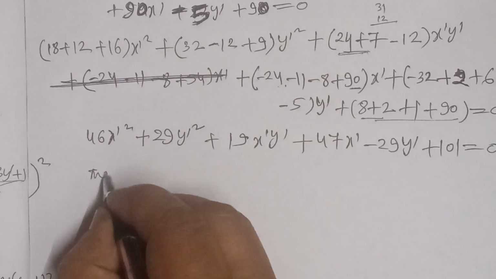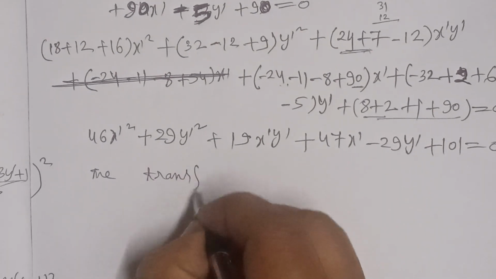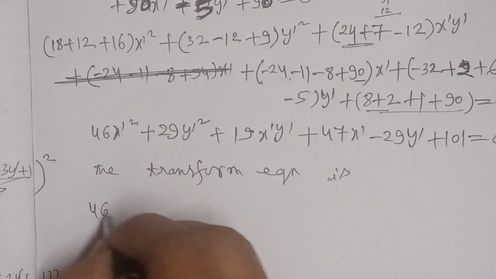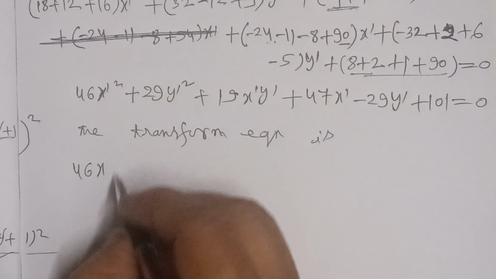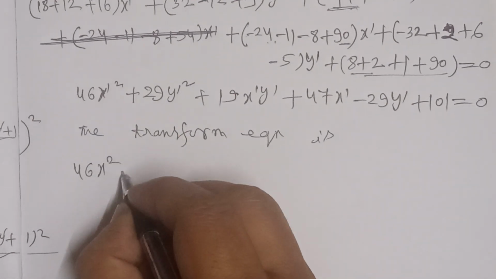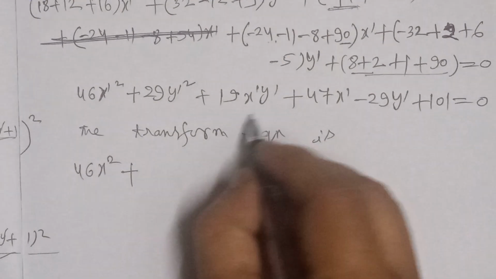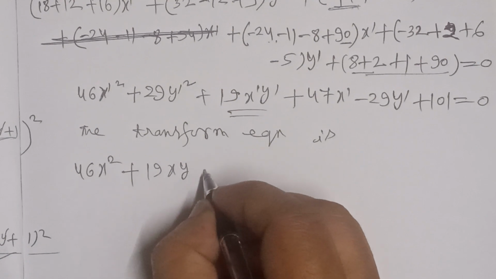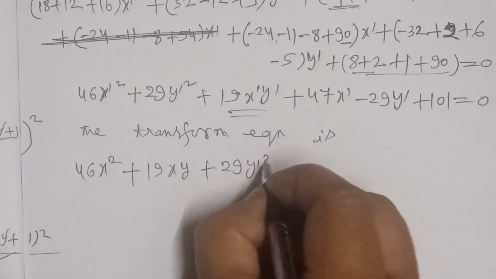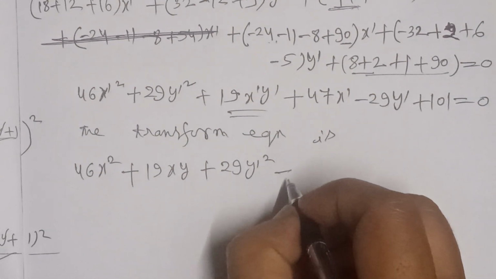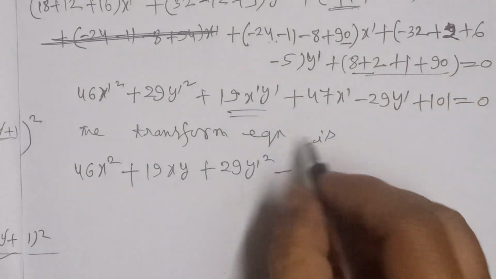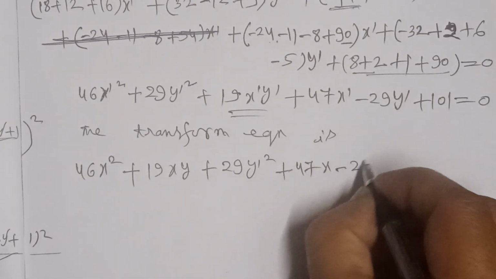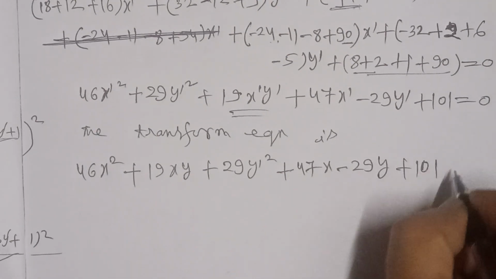Therefore the transformed equation is, I write x in place of x dash. You can write it also, and only this term does not match the provided answer. So you can check my solution and calculation and correct this or the provided answer. 47x minus 29y plus 101.